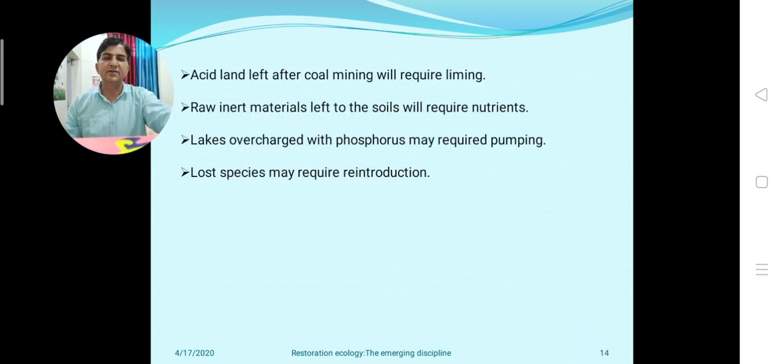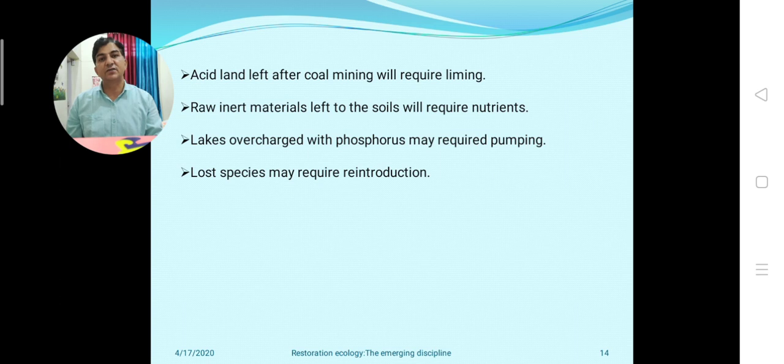Like there are some interventions: acid land left after coal mining will only require liming. So you cannot go for any other aspect. You have to remove its acidity, and that would be done only by liming. If in this case you start reintroducing some species, it will be of no use. So acid land will require liming. Raw inert materials left in the soils will require nutrients. So if the soil is devoid of nutrients, you need to increase the nutrients in it. Otherwise, it will not be useful.